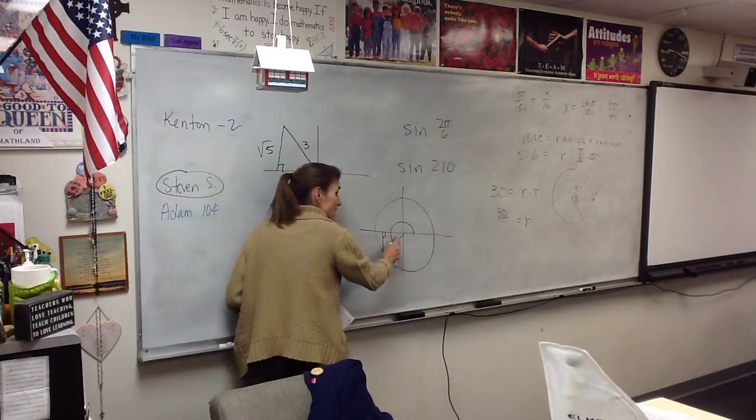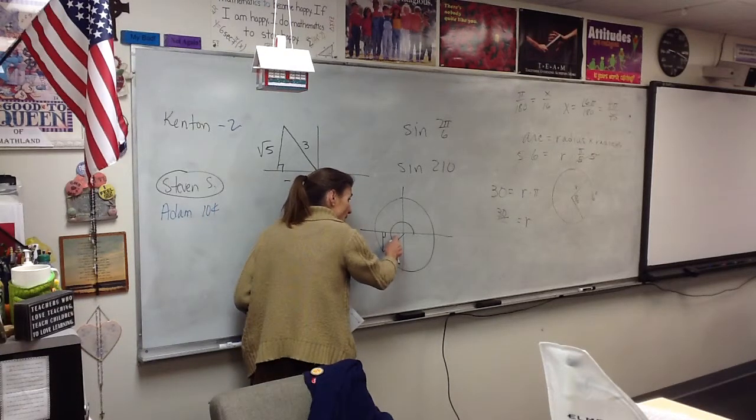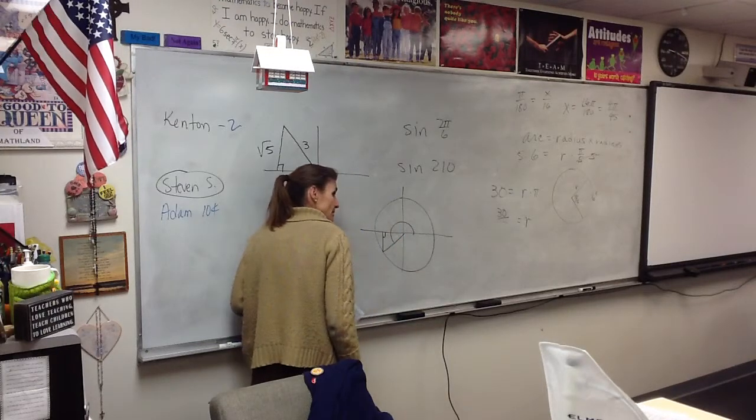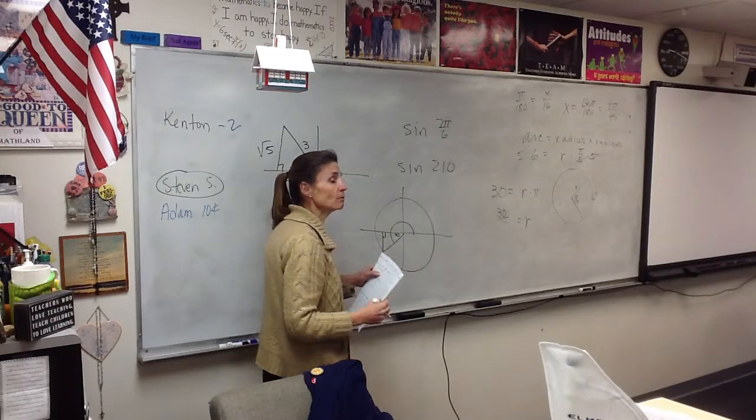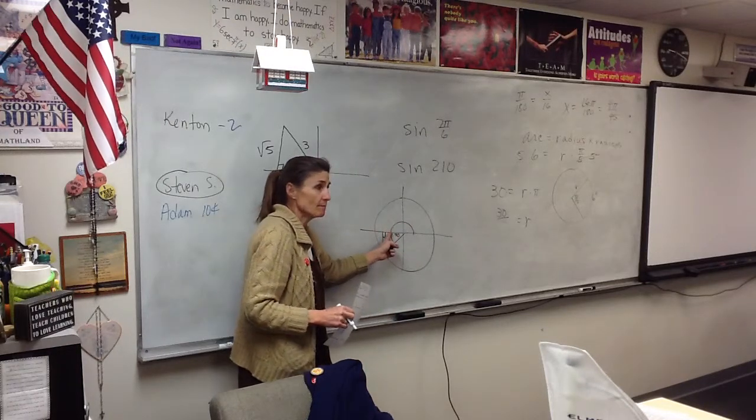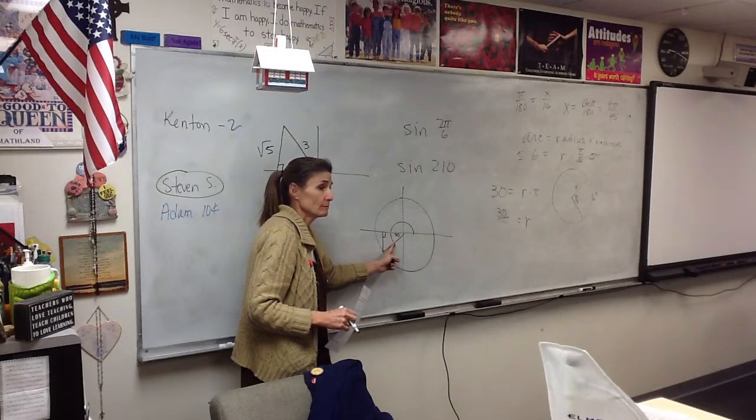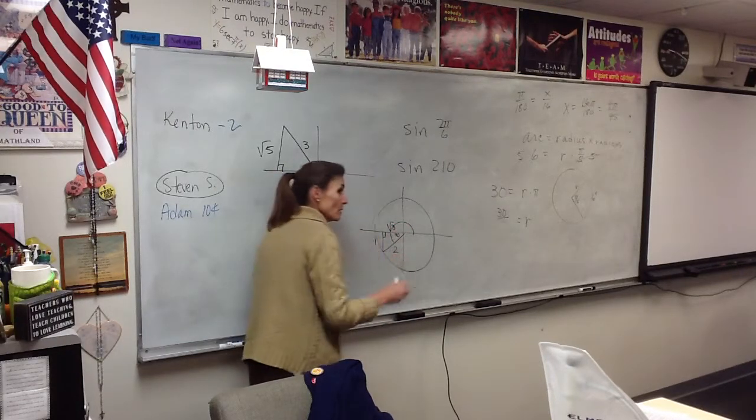What's the reference angle? This is the only angle you care about right here. How big is it? 60. Okay, now see, somebody said 60. It's 30. You have got to be able to see, gang, that this is 180. If I'm going to 210, I'm going 30 more. That's 30. So this is 1, this is root 3, and this is 2.